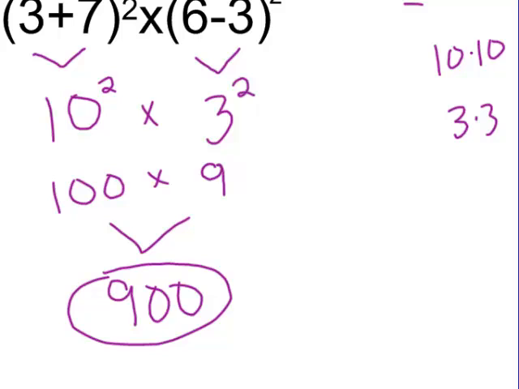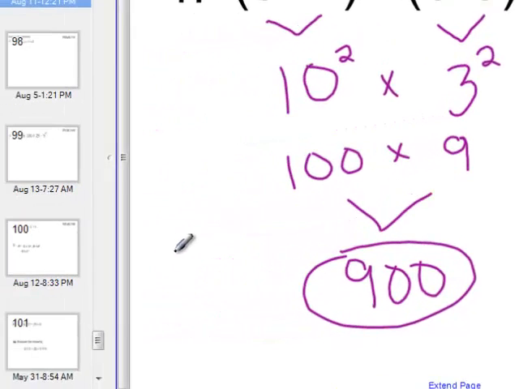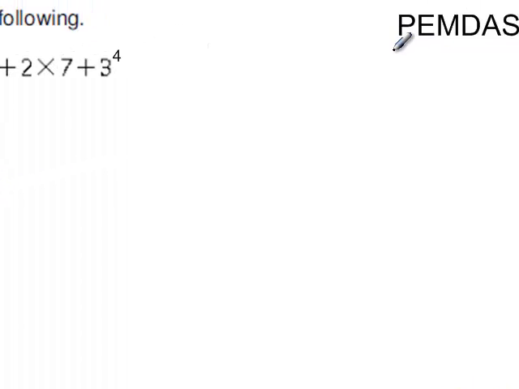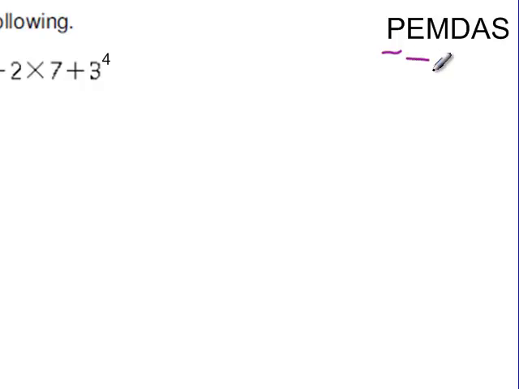Let's try the next one. Pause the video if you're behind. Okay, parentheses. There's no parentheses, so we go right to exponents. So the only exponent is this 3 to the 4th power, which means that it's 3 4 times. 3 times 3 times 3 times 3.